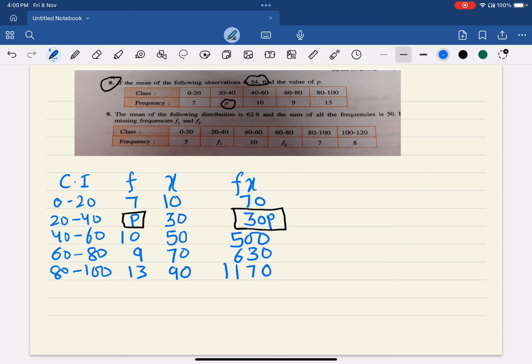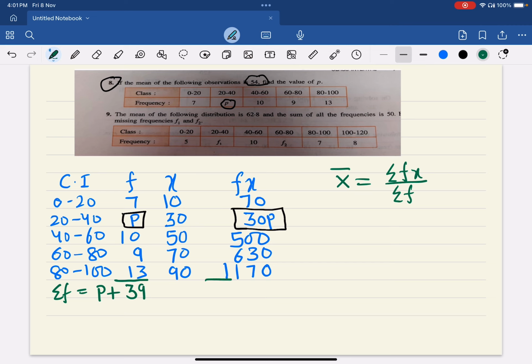So now we are done with fx, and in order to find the mean in case of the direct method, the formula is x bar, which is the mean, equals sigma fx by sigma f. Sigma fx means the sum of fx, and sigma f means the sum of frequency. So when we find sigma f, it is P plus, so you can just see 13 and 7 is 20, 30, 39. So we have got P plus 39.